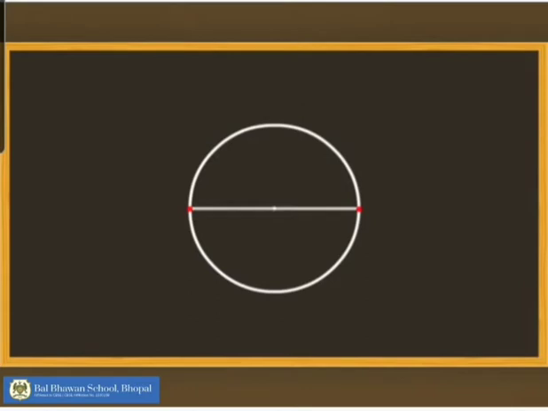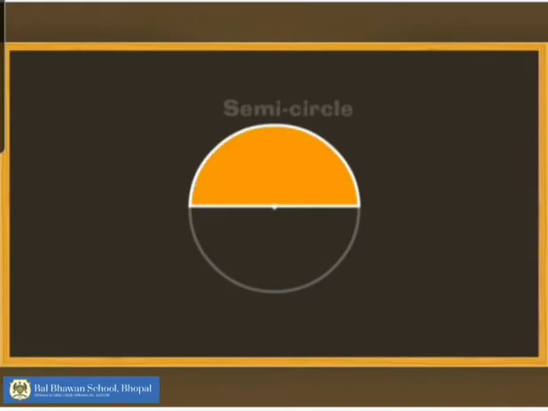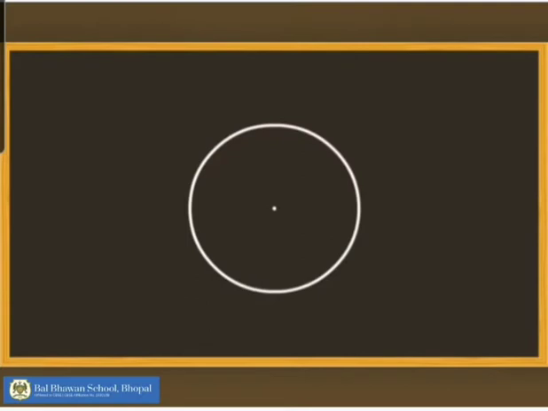You can draw infinite chords, but when a chord passes through the center of the circle, we call it a diameter. So here, this is the diameter, which is twice the radius. That means double the radius. The smallest part of the outer boundary is known as the arc of the circle, whereas half of the circle is known as the semicircle. The outer boundary of the circle is also known as the circumference of the circle.